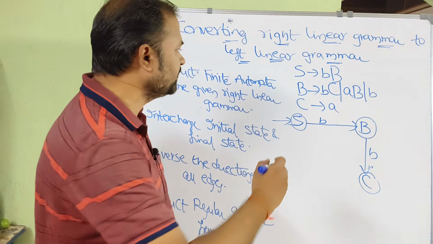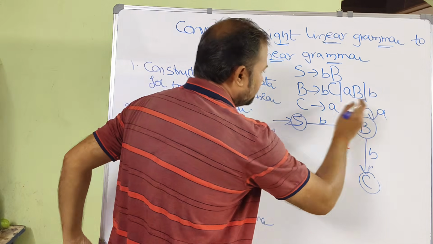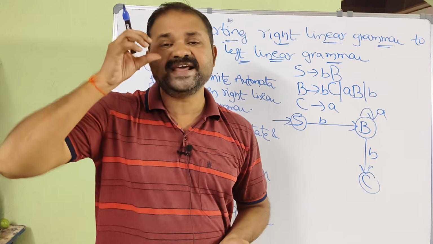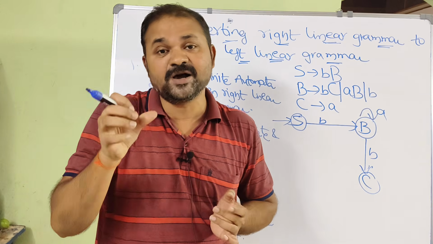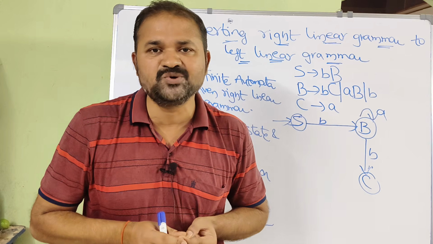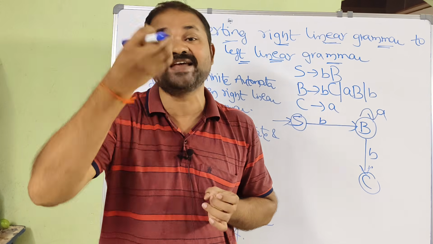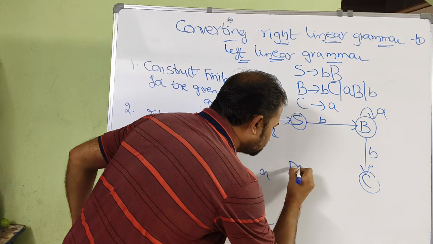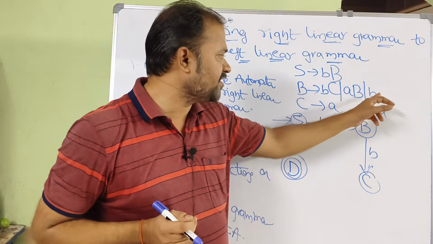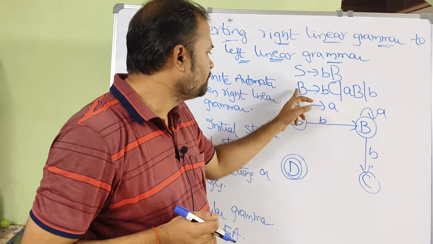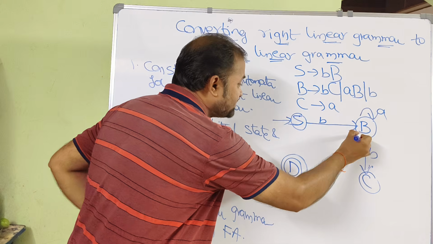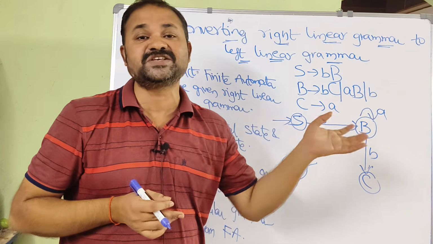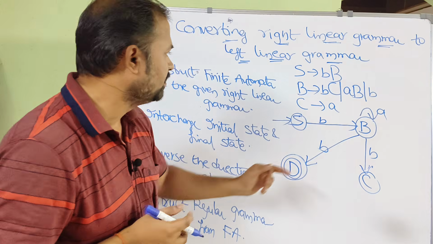Next, B on a goes to B. So it is nothing but a self loop. Next, B on b. Here the next state is not given. If the next state is not given, then it becomes the final state. So we have to introduce a new state, and that state will become the final state. B is over, C is over, so let the new state be D. D is the final state here. Why? Because we don't have any final state. So B on b goes to the final state. If the next state is not given, we have to introduce a new state, that is the final state. So B on b goes to capital D.